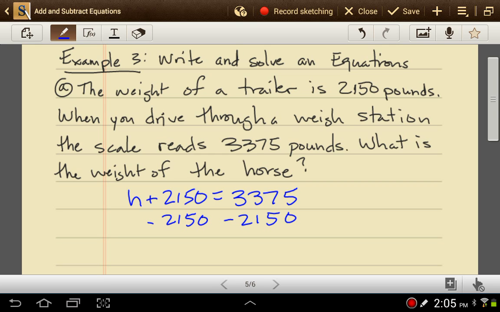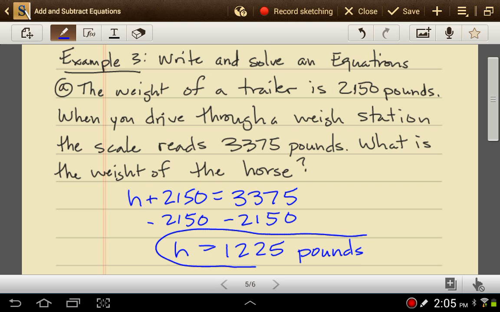And when you do this, you're going to get h plus 0, which is h equals, I do my work here, and I'm going to get 1,225. This is a word problem, pounds. 1,225 pounds. Okay, and that's your answer. But you really have to focus on writing your equation with an equal sign.